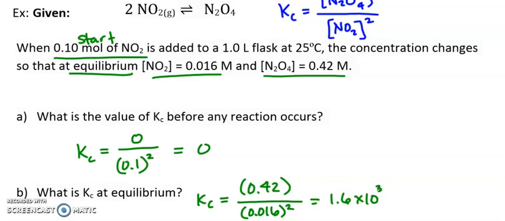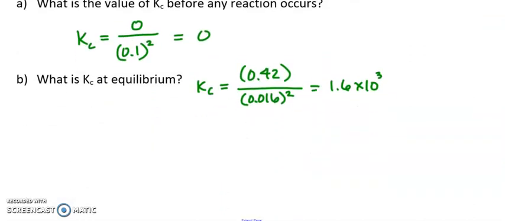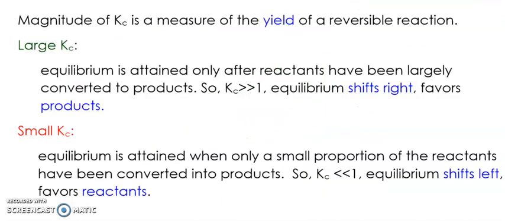All right, so what does this mean? The last piece of this Kc thing is this: the magnitude is a measure of the yield of a reversible reaction. So, two big takeaways. A large Kc, and by large we mean much greater than 1, like the one we just had, means that equilibrium is going to be attained by shifting right, meaning you're going to be making more products. So reactants are going to be turning into products to get to equilibrium.